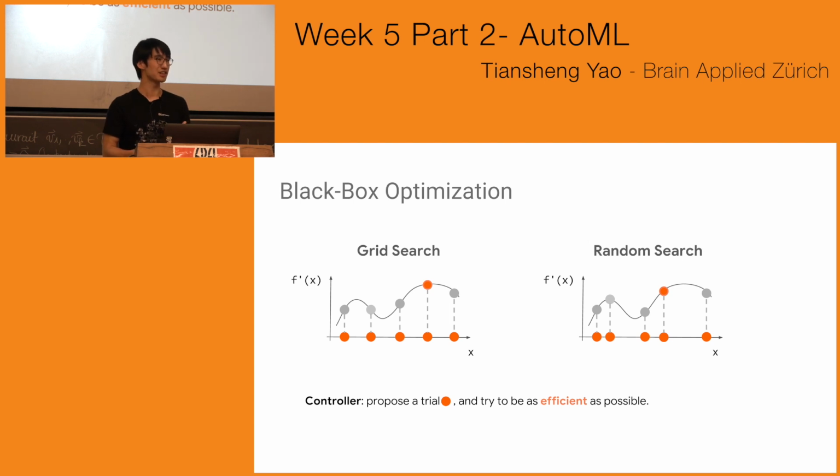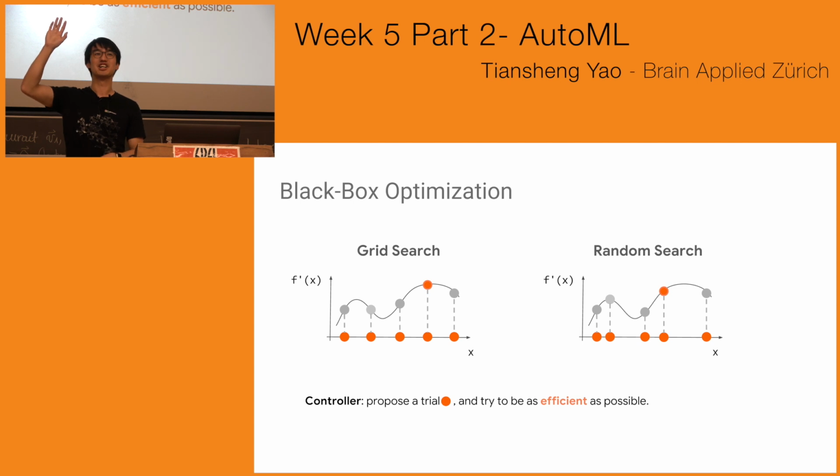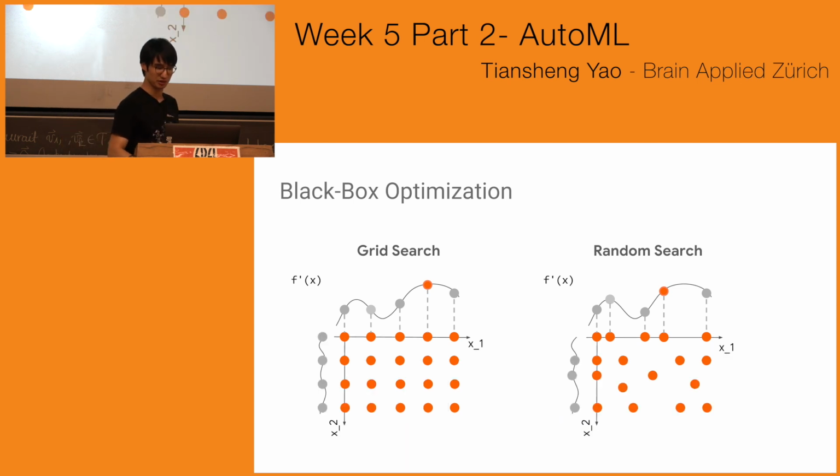Do you have any questions? Is this clear? If you think grid search and random search are straightforward, raise your hand. Okay, pretty good. Yes, they are very straightforward.